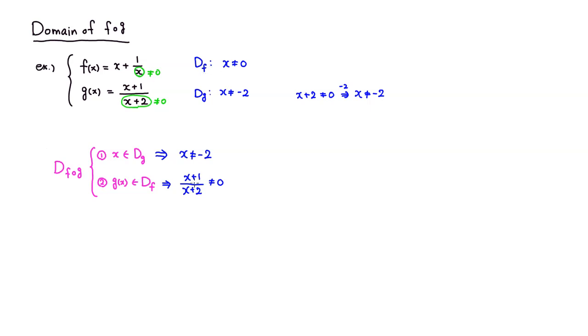The only way this becomes 0 is if x equals negative 1. So this implies that x plus 1 cannot be equal to 0, and we can just subtract 1 from both sides. So x cannot be equal to negative 1. Those are the two conditions: negative 2 is bad, and the second condition says negative 1 is also bad.